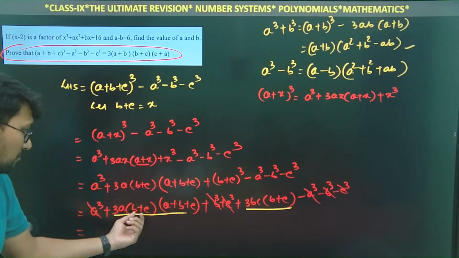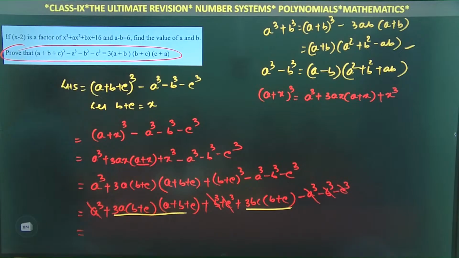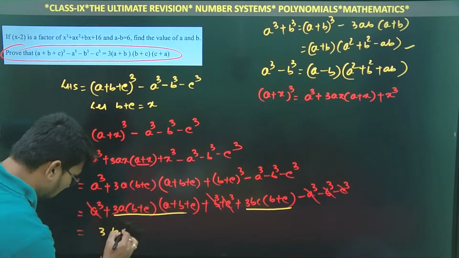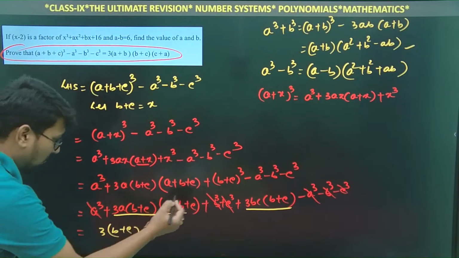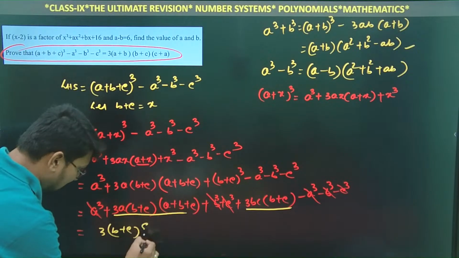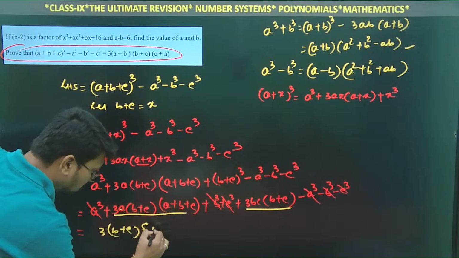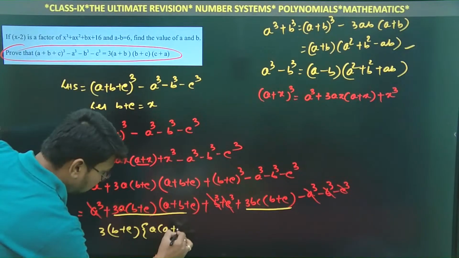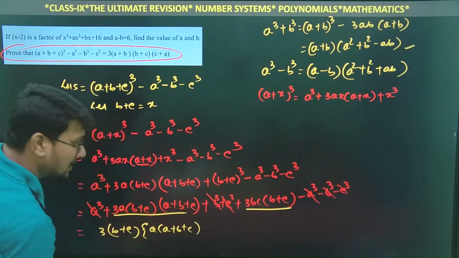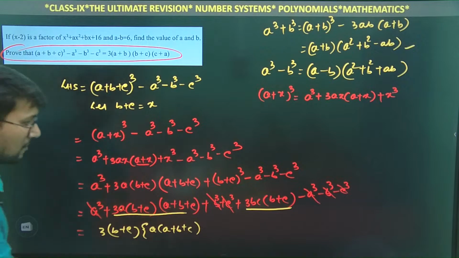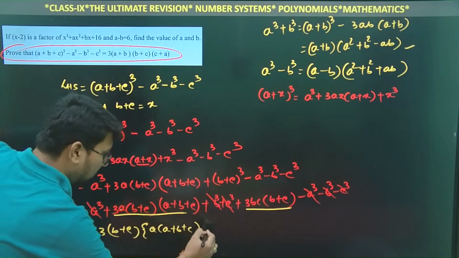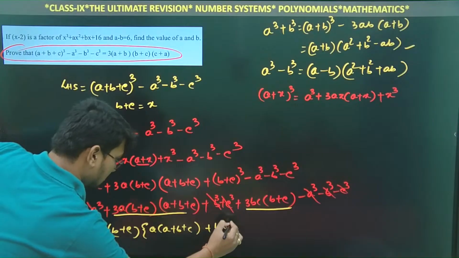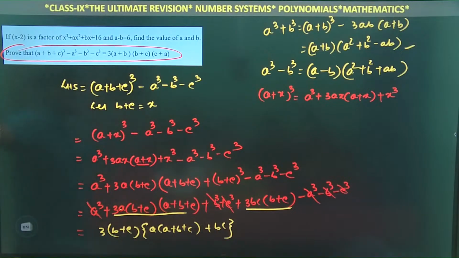3 into b plus c is common. So we can write now 3 into b plus c from these two terms. Right? Now, from the first term, what is left? a into a plus b plus c is left. From this term, b plus c we have already taken out along with 3, so what is left? bc. Is that clear?